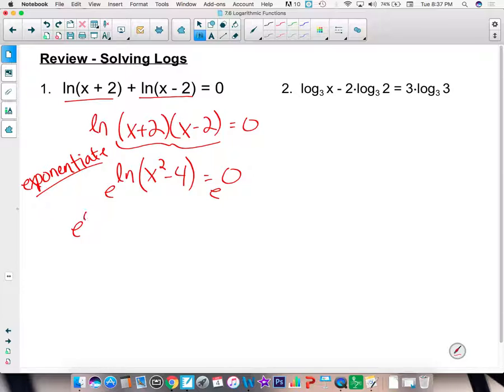So you have e to the 0 equals x squared minus 4. That turns into a 1. So you subtract 1 from both sides, and you get, oops, take that back. We want to keep the 1 where it's at. So we're going to add 4. That way we get x squared by itself. So that's going to be x squared equals 5. X equals plus or minus square root of 5. Ugly 5.